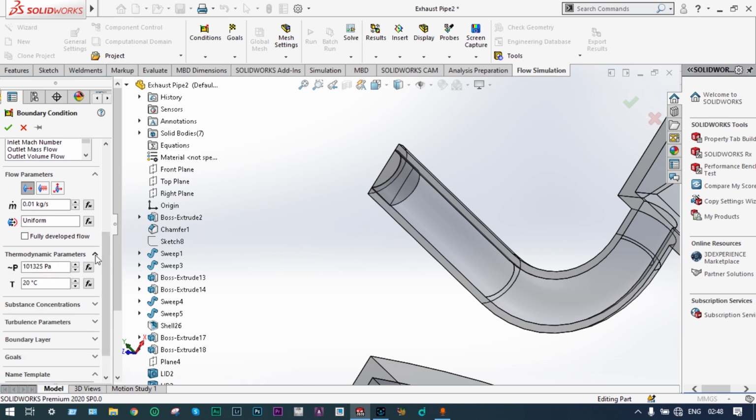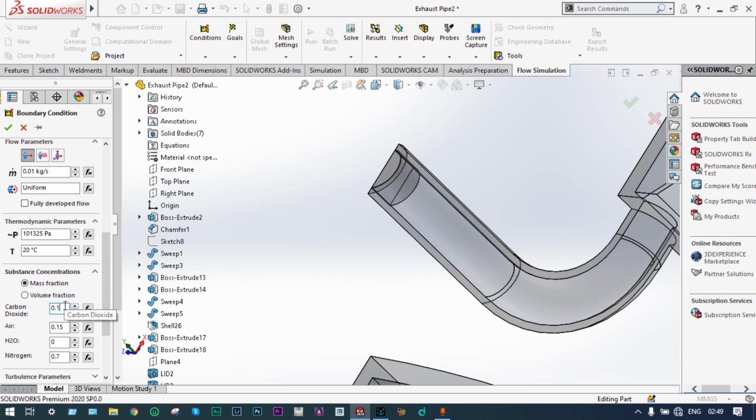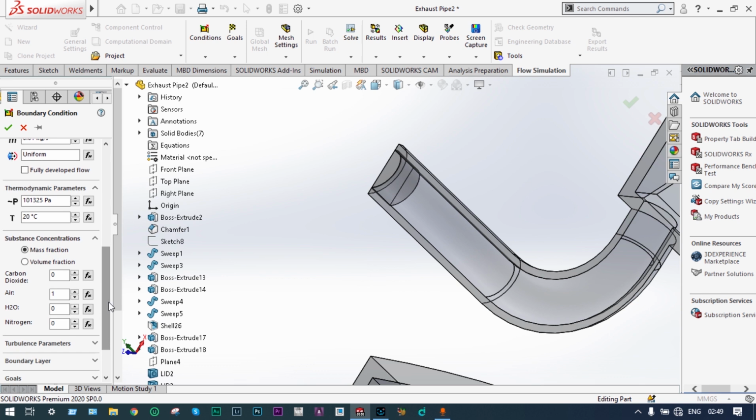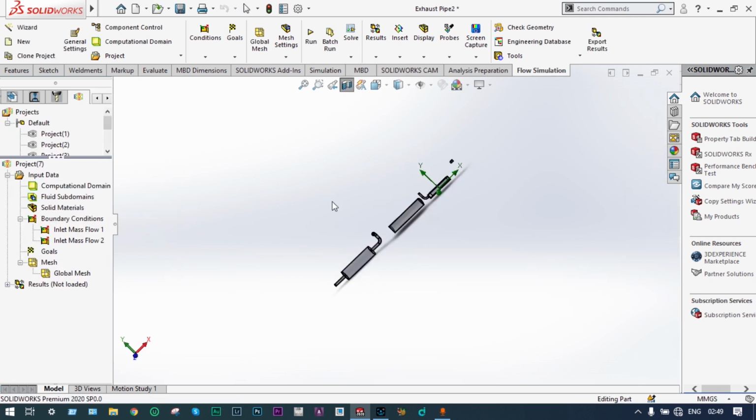Thermodynamic parameters will be 20 degrees centigrade and 101325 Pascal. And substance concentration is very important here itself. Carbon dioxide will be 0%, air will be 100%, so its concentration will be 1, water vapor 0, and nitrogen also will be 0%. You have to select that location, select it, green check, it is applied. So 2 boundary conditions have been applied.